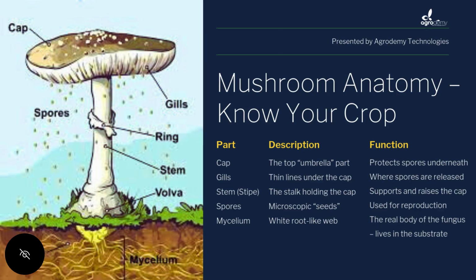And then mushroom also have stems, but they call their stems stipe, right? The stipe is that stalk that is holding the cap, and it supports and raises the cap. So it's what the cap stands on. Now we have the spores. We like to call the spores the microscopic seed because you have to see the seed under a microscope, and that is what we use for reproduction.